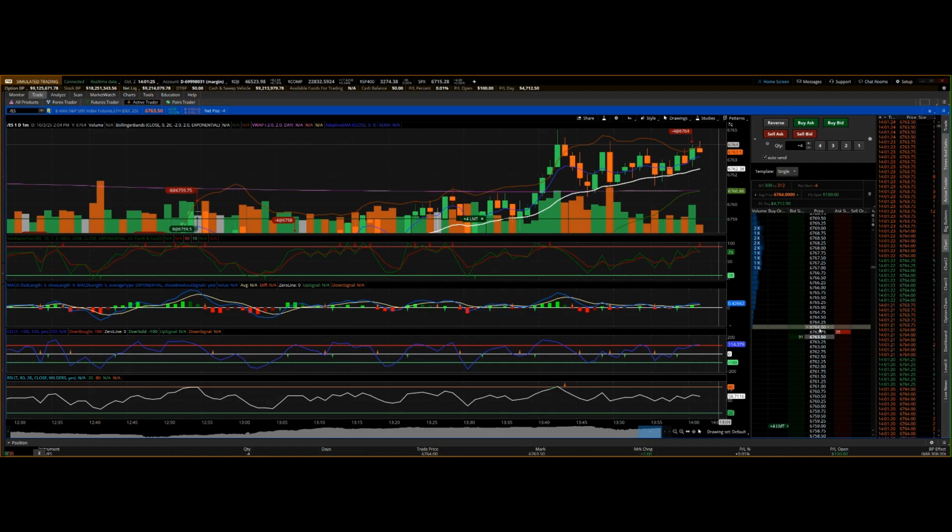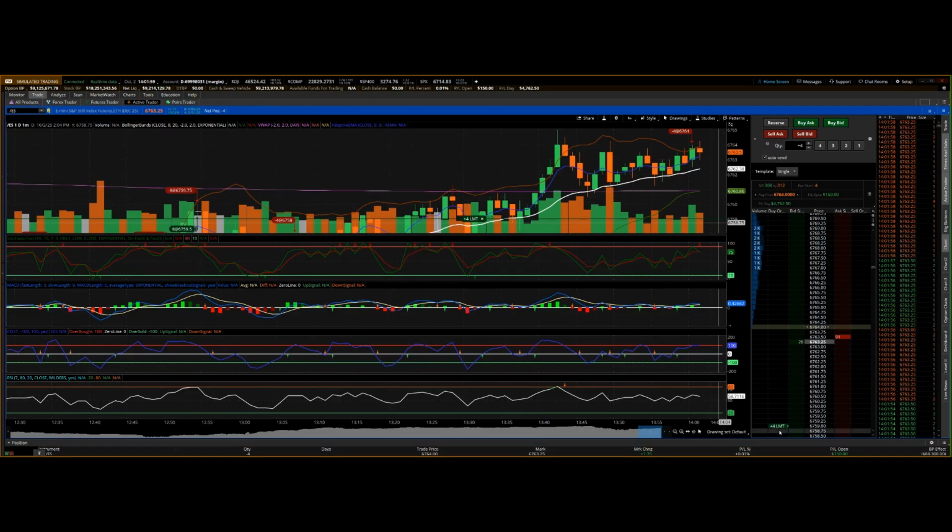What is going to happen? Are we going to have the buyers step up and push the price higher? Or are we going to have the sellers stack up and push the price lower? No idea. Obviously, because I am shorting it, I am hoping that the price drops. I'm hoping that the sellers stack up and push the price down. That's what I am hoping for.